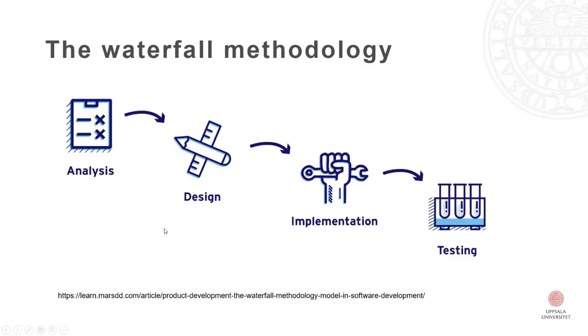The phases of waterfall are divided like this. First comes the analysis. Then once the analysis of the system is done, you go to the design phase. We will see in more detail how the work is done in each phase. After analysis and design, we go to the implementation. And after implementation, you have to test your system to make sure that it is working as it should.